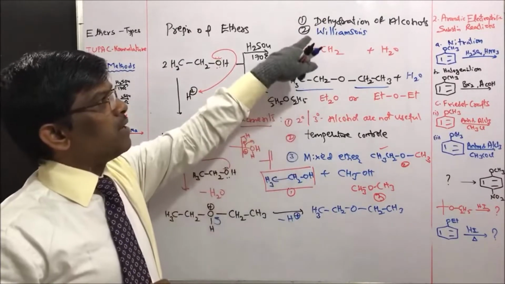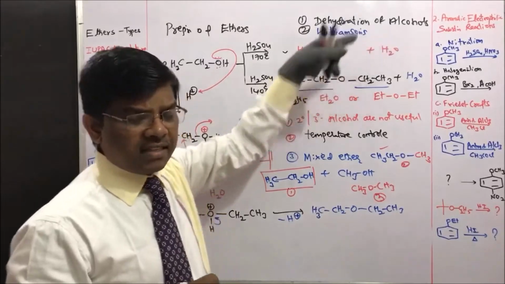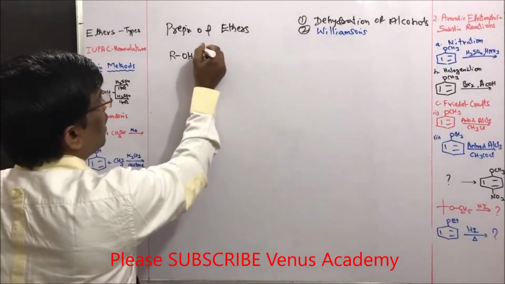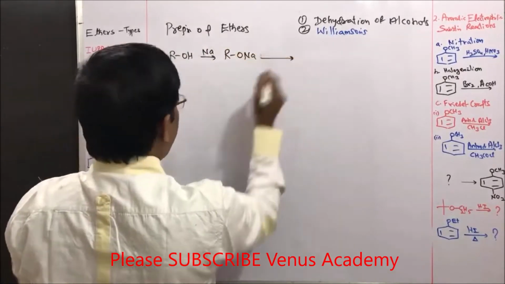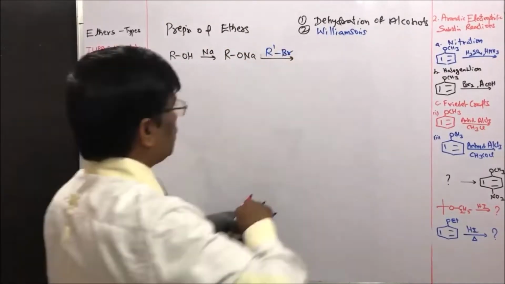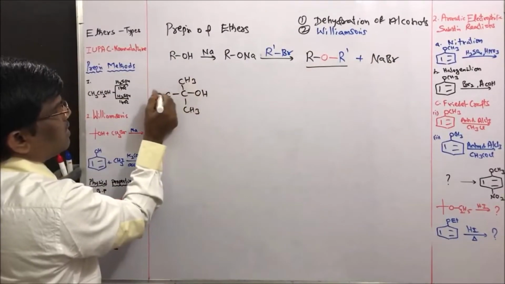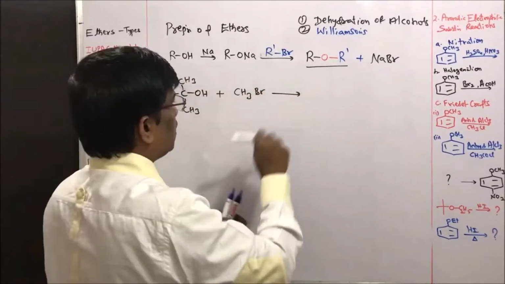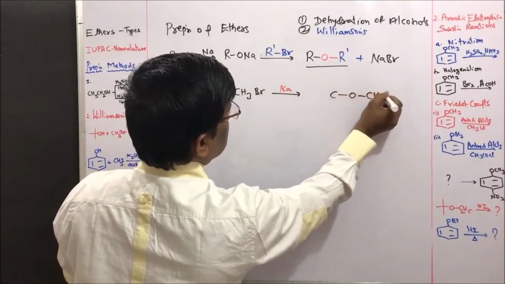So the versatile method for the preparation of ethers is Williamson's synthesis. Let us see. Take an alcohol, make the salt of the alcohol just by treating with sodium, for example RONa, and add alkyl halide to give sodium bromide. So this is the ether we are going to get. This is tertiary butanol plus methyl bromide, in presence of sodium, and I am going to get the OCH3 ether.